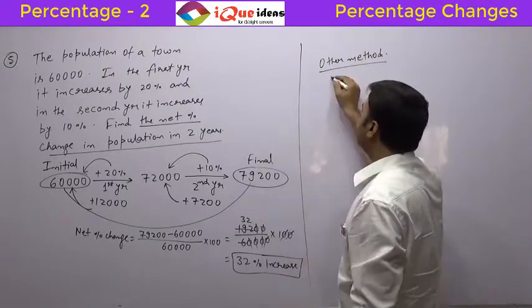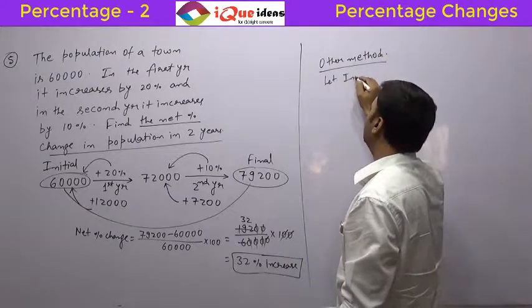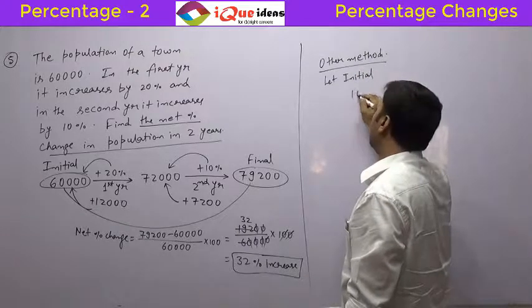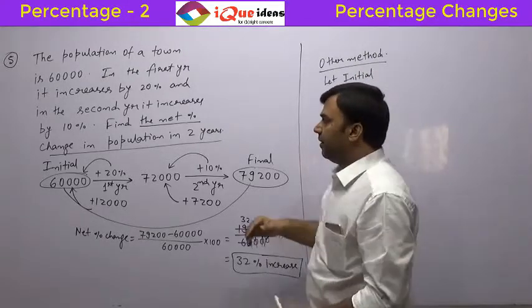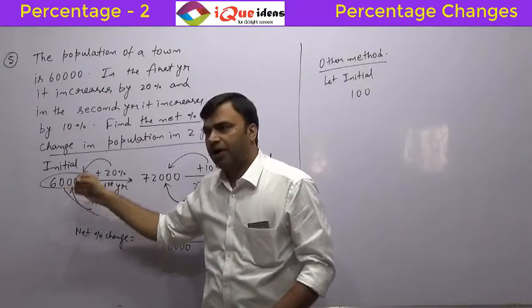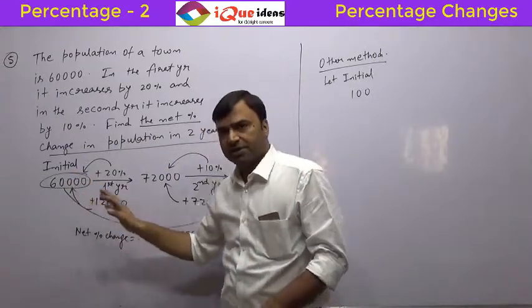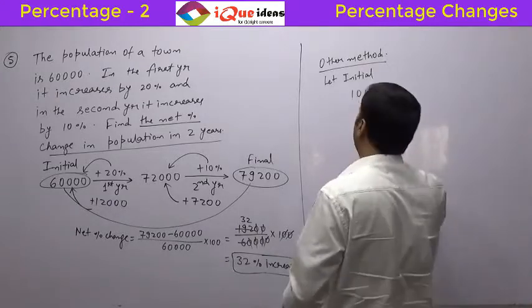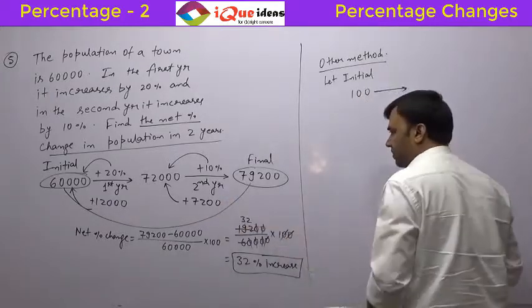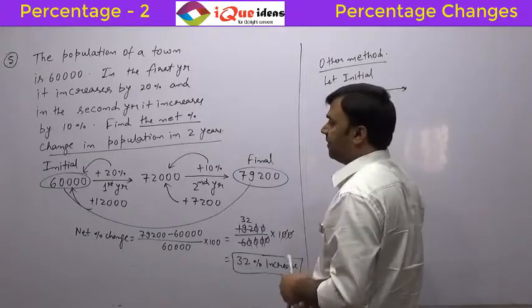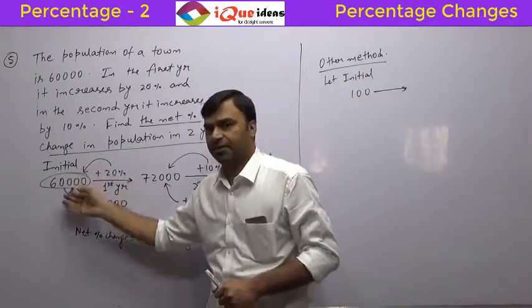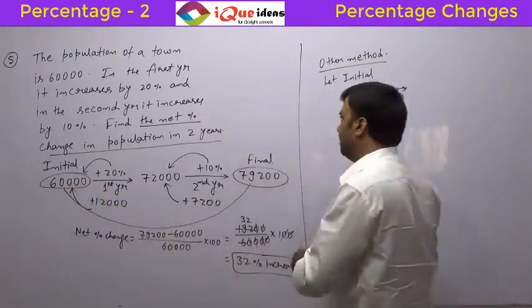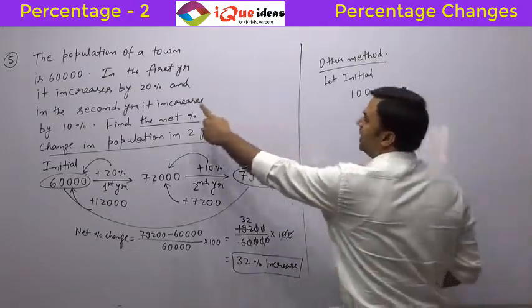Let's assume the initial value to be 100. And I repeat, irrespective of the value given, just ignore it. Let's assume that the original value is 100, and then apply these changes here. In the first step, follow the same procedure. The benefit of this method is that whether it is 60,000 given or some difficult number given, it doesn't matter, because the answer will depend only on this 20 and 10.